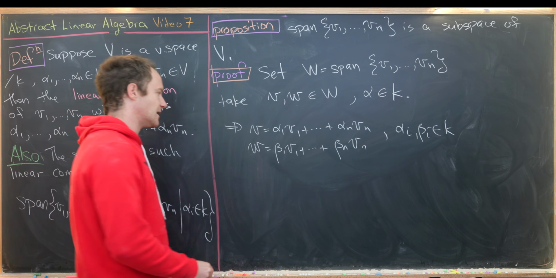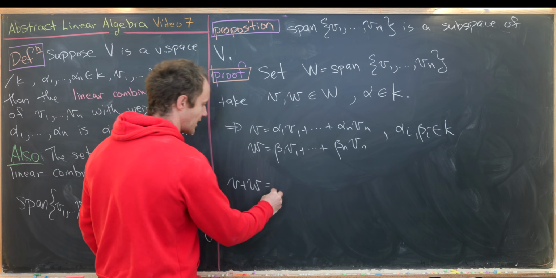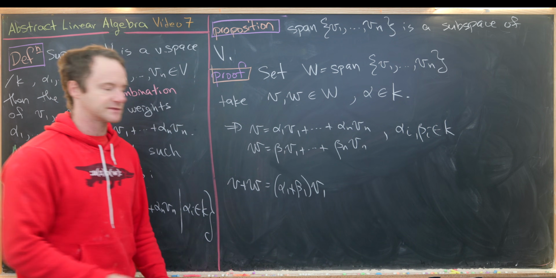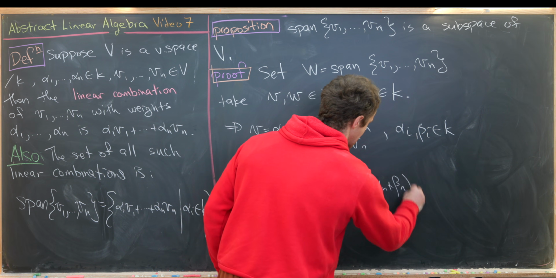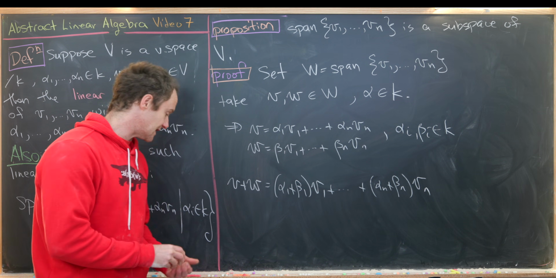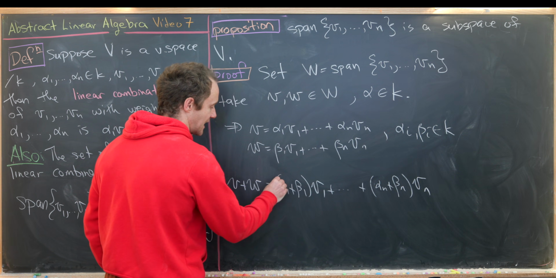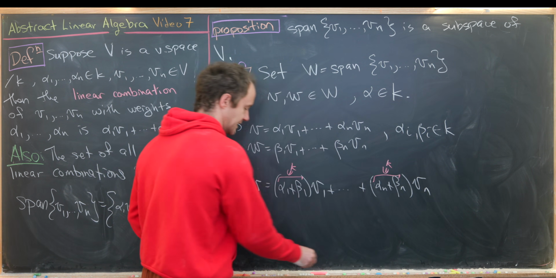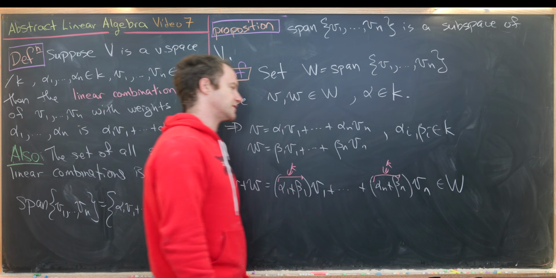And now let's look at v plus w. So v plus w will be equal to, I'm going to write it like this, alpha 1 plus beta 1 times v1, so it's like I'm combining like terms, plus up to alpha n plus beta n times vn. But look at this. This is exactly the type of shape that we need in order to be within the span. And that's because since alpha i and beta i are in K, their sum is in K. So all of these little things are in K here. So we have another linear combination. So this is in W.